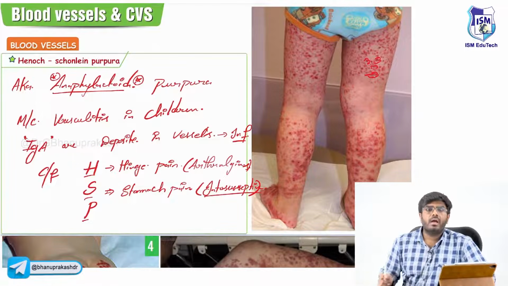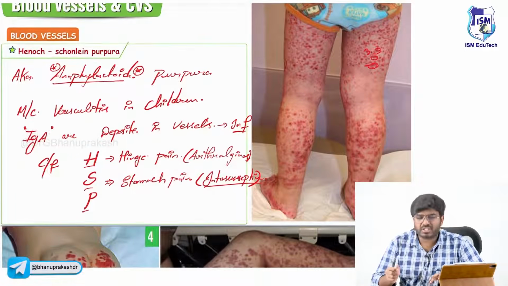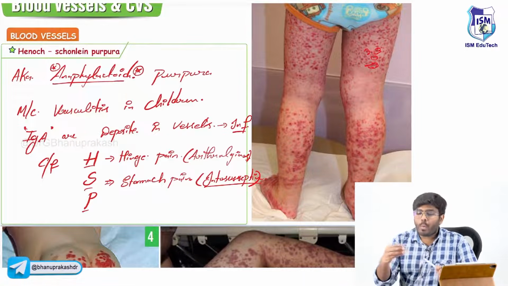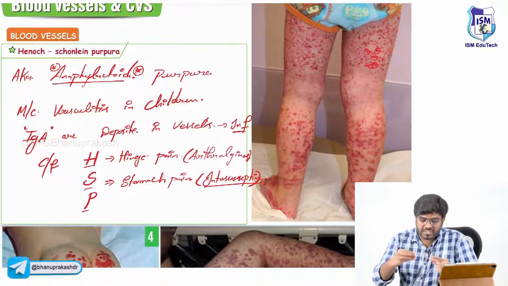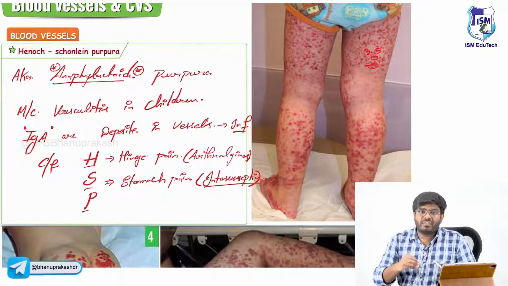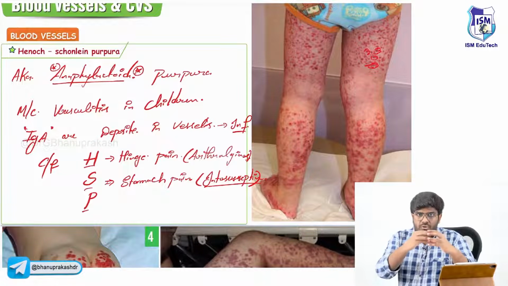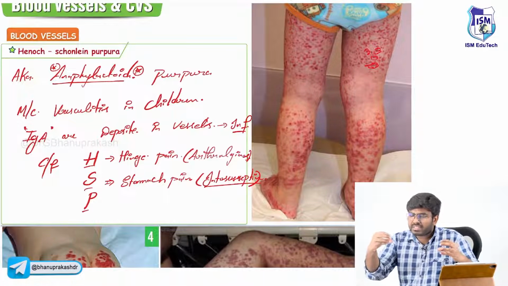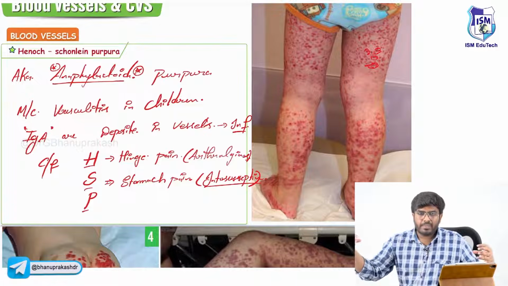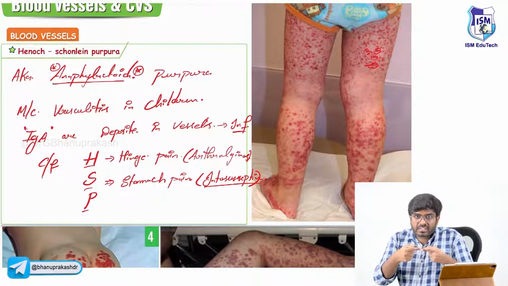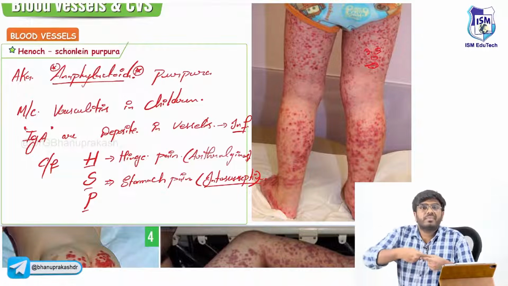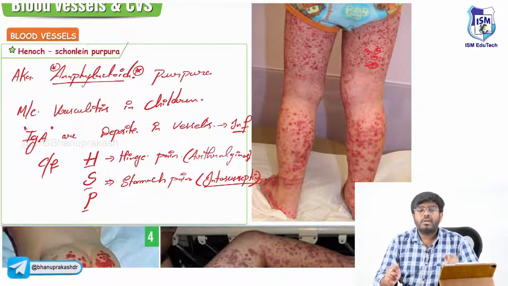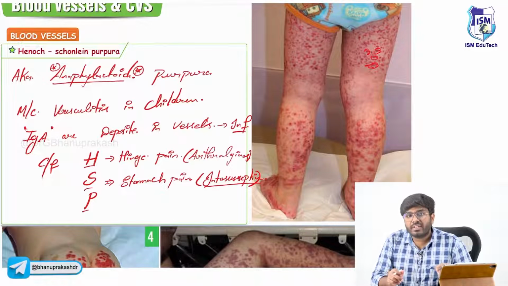I hope you already know what exactly is intussusception. If you don't know, just Google it and check later. Intussusception means one part of the intestine goes into the other part of the intestine. This is something called telescoping. You know the telescope, right? When you take out the telescope, one part inserts into the other. In the same way, one part of the intestine will herniate into the other part. This is called intussusception.